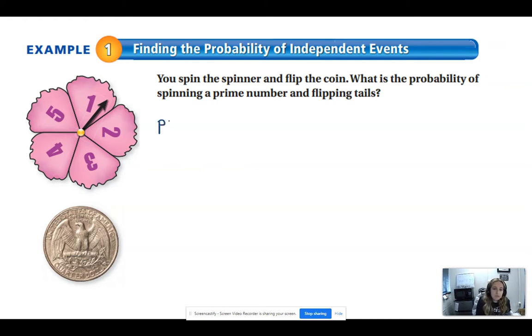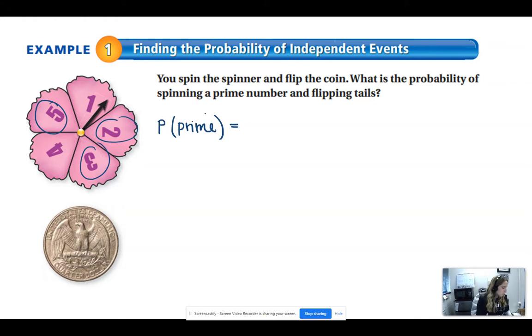So first, I'm going to find the probability of spinning a prime number, okay? And we need to know what our prime numbers are. So I know that 2 is a prime number. I know that 3 is a prime number. And I know that 5 is a prime number.